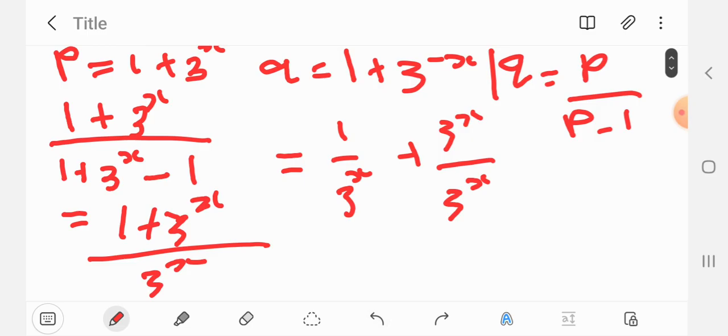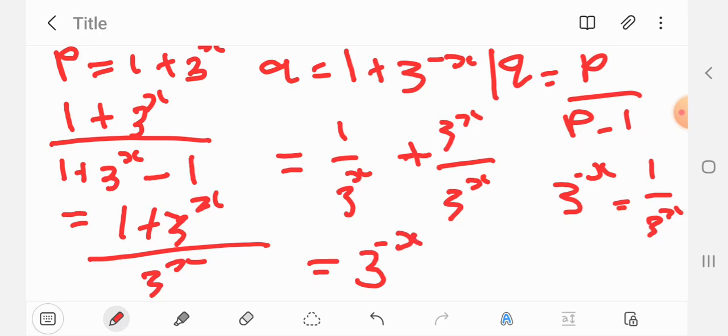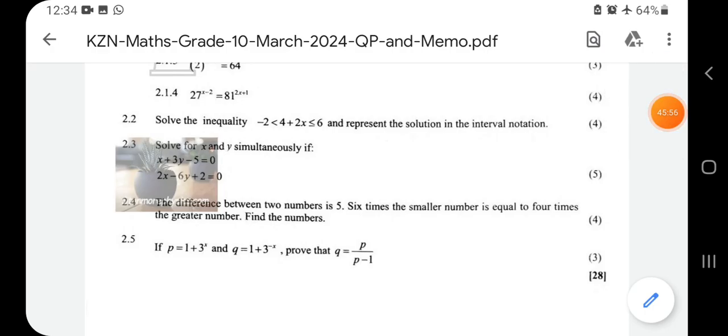Yeah, so I hope you know about lowest common denominators and stuff like that. So this will be this one. Remember that exponential rule, that you can write it as 1 over 3 to the power of x. So here we're going to have x minus 3 plus 1. So 3 to the power of x divided by 3 to the power of x will give us 1. I hope you understand this question, guys.